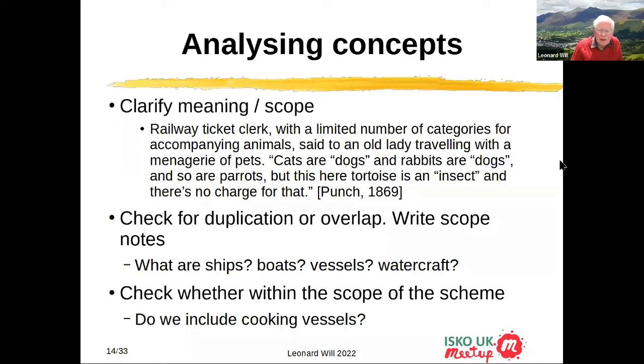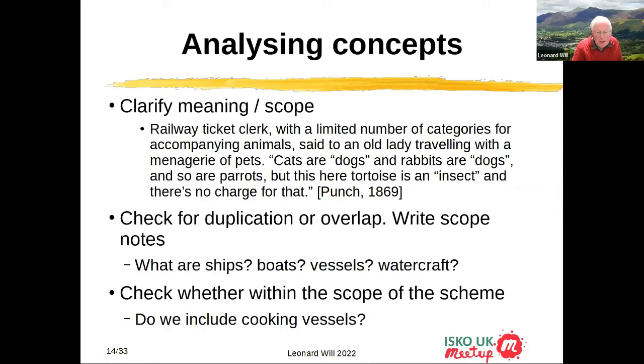Looking at an old cartoon from Punch, which I haven't been able to reproduce for copyright reasons, the caption said that a railway ticket clerk, with a limited number of categories for accompanying animals, said to an old lady traveling with a menagerie of pets, "Cats are dogs, and rabbits are dogs, and so are parrots. But this here tortoise is an insect, and there's no charge for that." So they've got categories for dogs and insects, and that's all. That may be enough for those purposes, and you can choose when you're creating a vocabulary how specific you need to be, what distinctions you need to make, what is appropriate.